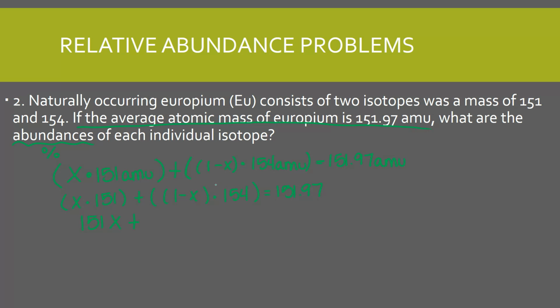This one just multiplies out to give you 151x plus, this is using distribution to simplify here. So my first term multiplying by the 1 is going to be 154. My second term multiplying by negative x gives me negative 154x. Still equal to that average atomic mass. Our next step, combine like terms. So on the left side, the only like terms that we have are the two with the x, 151x minus 154x. When that combines, we get negative 3x. We still have that plus 154.